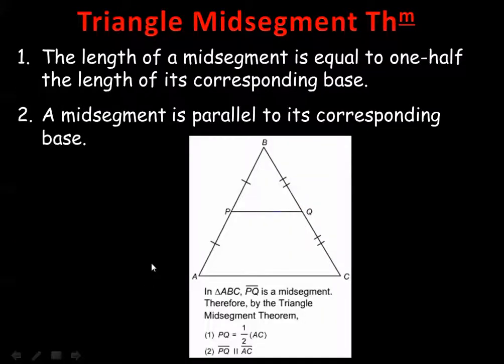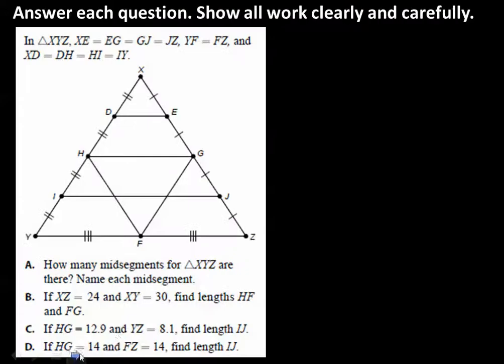Now the triangle midsegment theorem says that the length of a midsegment is equal to 1/2 the length of its corresponding base. A midsegment is parallel to its corresponding base. So they've come up with this formula down here that PQ equals 1/2 of AC. Here's PQ, it's the midsegment, and I know it's the midsegment because it's cutting the legs exactly in half, and it's also parallel to AC. And so I know that if I take 1/2 of AC, I will find the measurement for PQ.